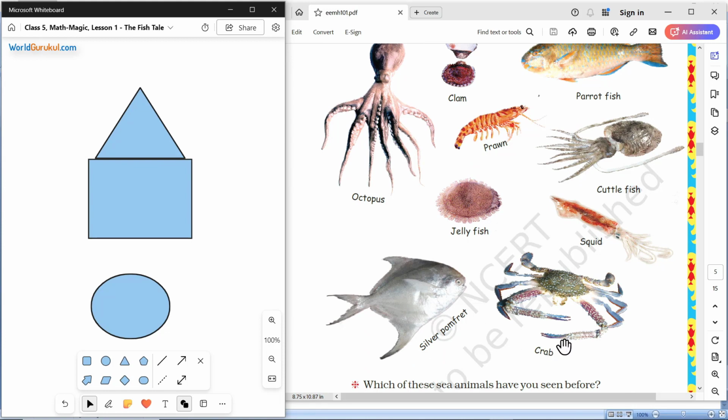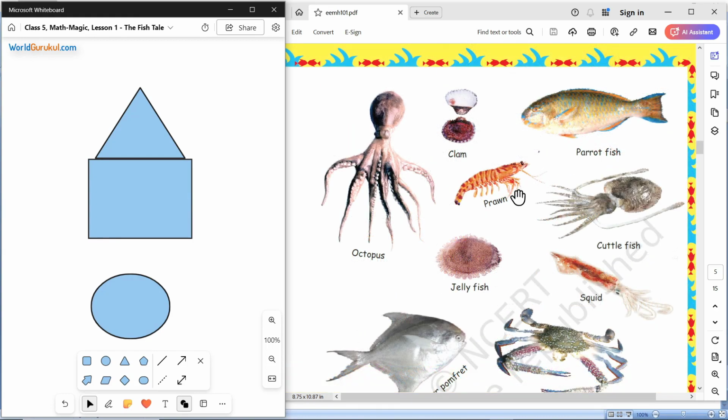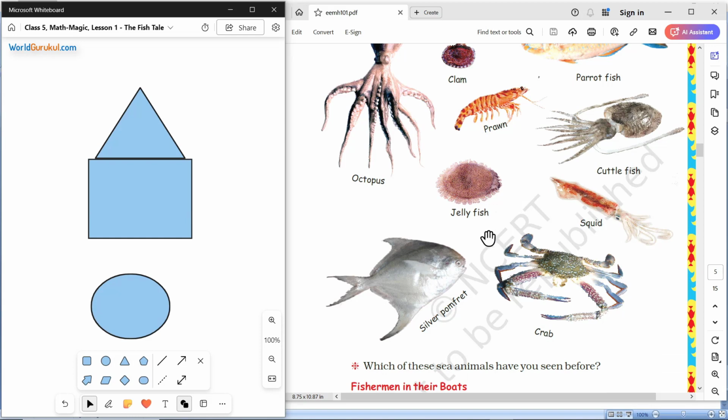silver pomfret, crab, squid. So there are hundreds, thousands of varieties of ocean marine life, marine fish. If you go deep into the sea, you will not find light, but there is life existing over there. Go to the Geography channel and look out for the deep sea marine life. You will find it very interesting. And almost all of these marine creatures are found at the shore or a little deeper or even deeper.